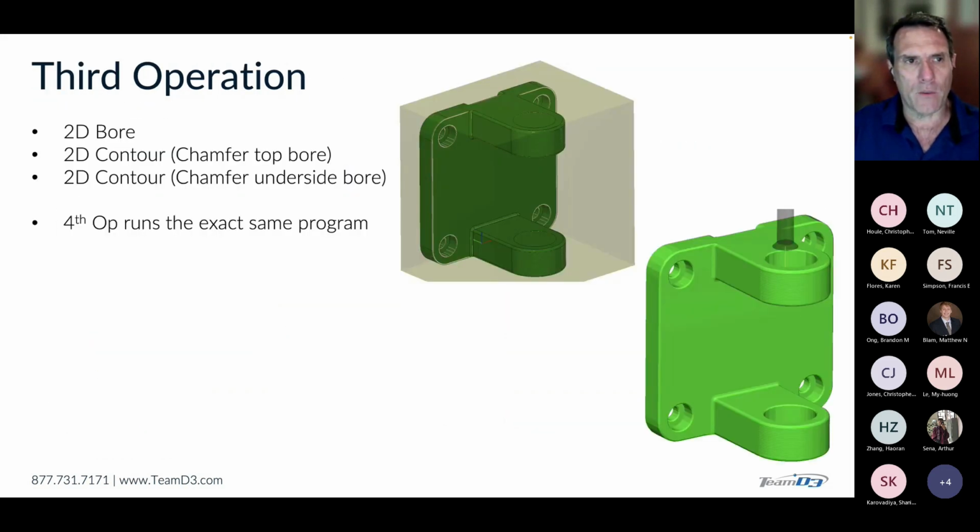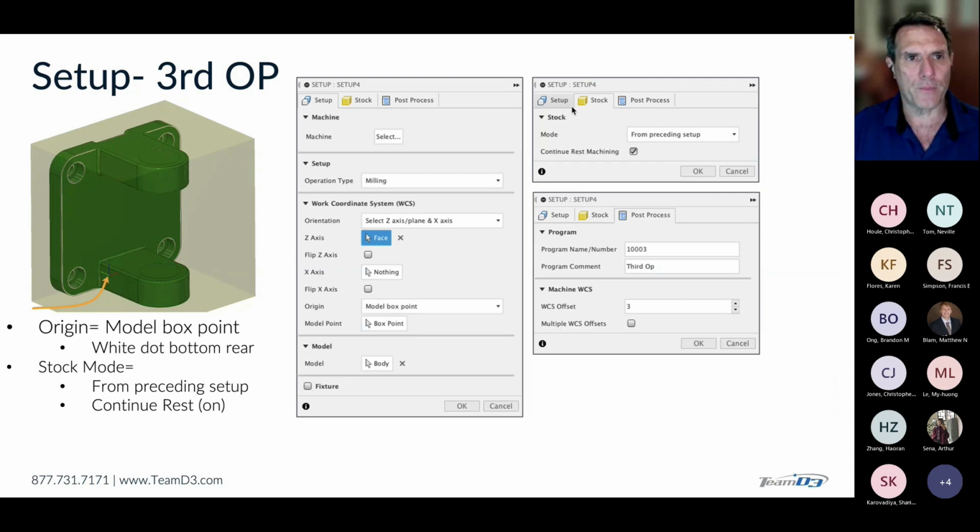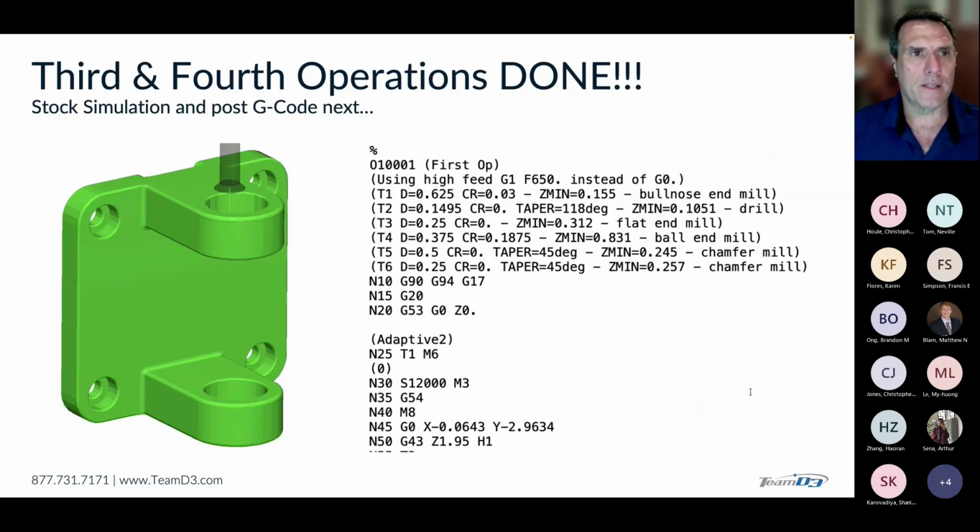Then a little later on, we'll create a third operation where it will create a bore, chamfer the top edge of the hole, and then use an underside chamfer tool to cut the backside. Then the fourth operation is actually the same program by flipping the part over in the fixture. So that's another area where you can economize value. So let me skip through that. Then one last thing, let's do this.